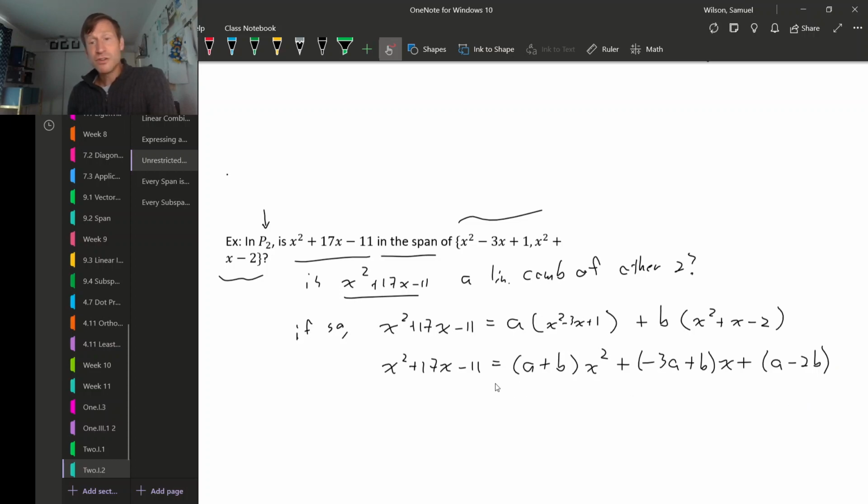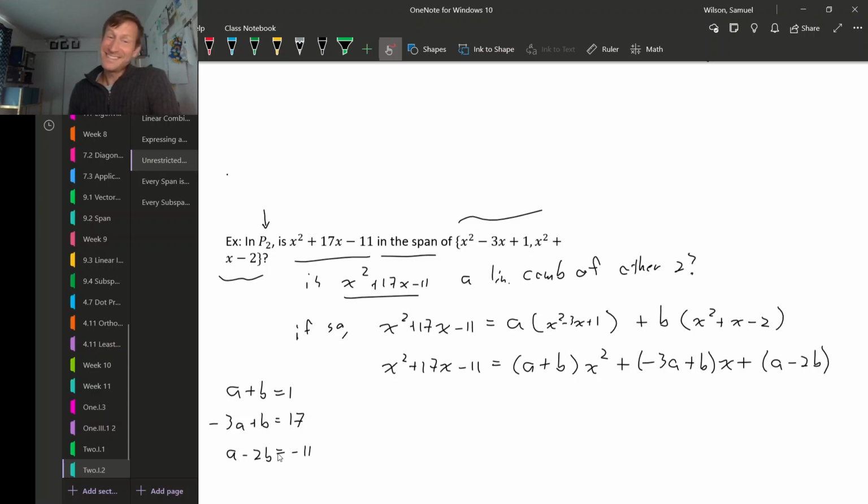Now, polynomials are equal only if coefficients on corresponding terms are equal. So looking at the left-hand side, the x squared term is 1, and on the right-hand side, the x squared term is a plus b. So we need a plus b to be equal to 1. And then looking at x terms, we need minus 3a plus b to be equal to 17. And then looking at constant terms, we need a minus 2b to be equal to negative 11.